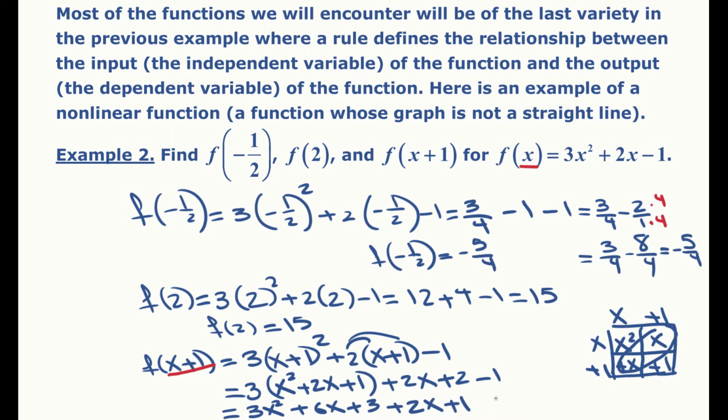All right, so now we're going to combine like terms. So we have a 3x squared, which is not like anything, so we'll write it. 6x is like 2x, so they can be combined, so we get plus 8x. And 3 is like 1, so we get plus 4. And remember, what we have just found is f of x plus 1. And that's it. There it is, f of x plus 1. Okay, so that's how we handle these functional evaluations.